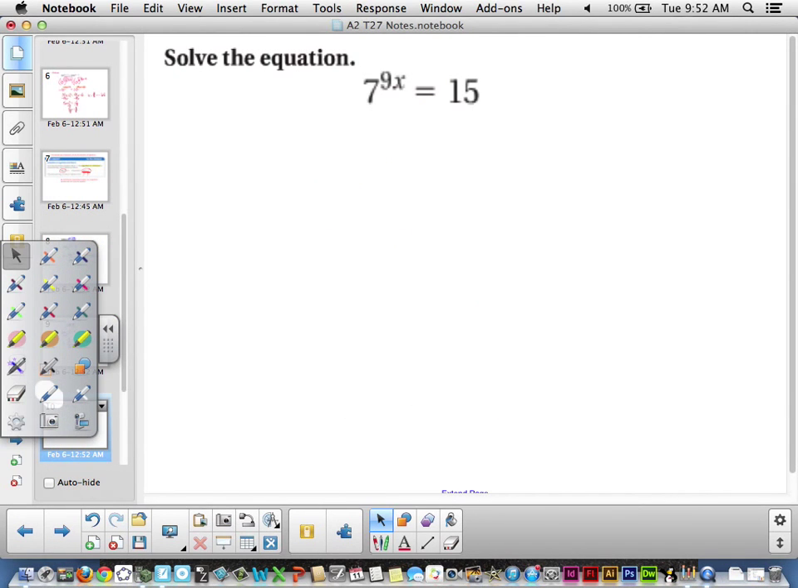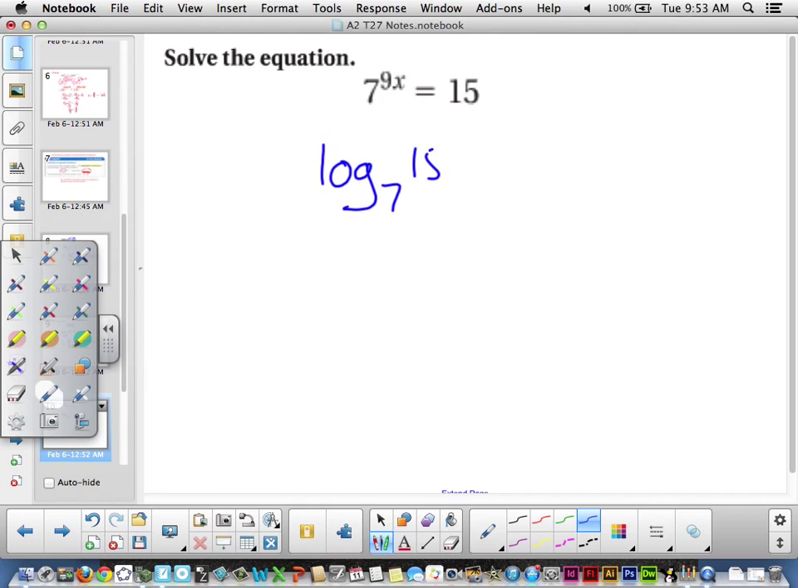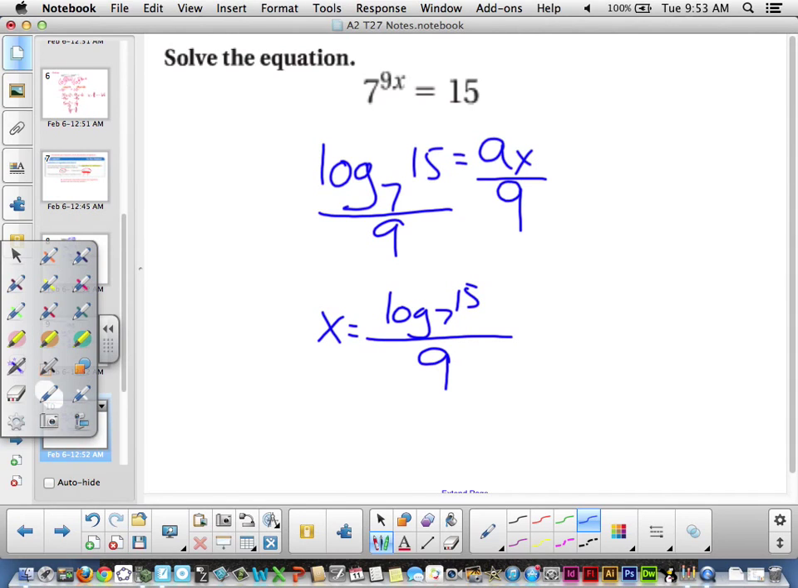All right, try this one on your own. Pause, try this on your own, we'll go through it together. So here we have an exponent equal to a number. The exponent's a little different in the fact that it's not just x. Treat it the same way you would as if it was just x. In other words, we're going to rewrite it as a log. Log base 7 of 15 equals 9x. And how do you get rid of the 9? Well, we'll divide both sides by 9. So we got x equals log 15 with a base of 7 divided by 9.